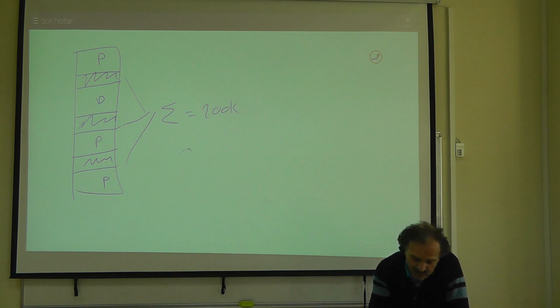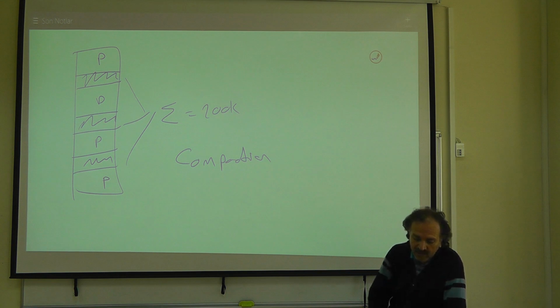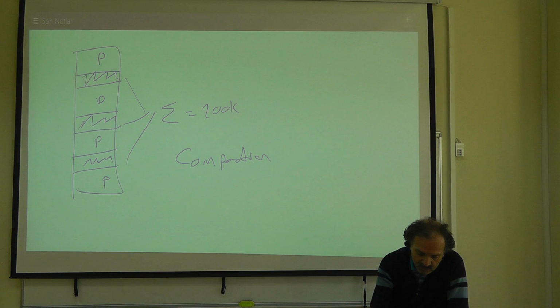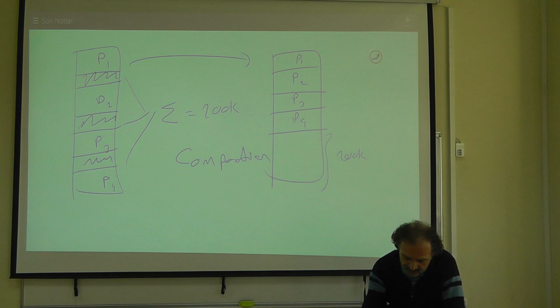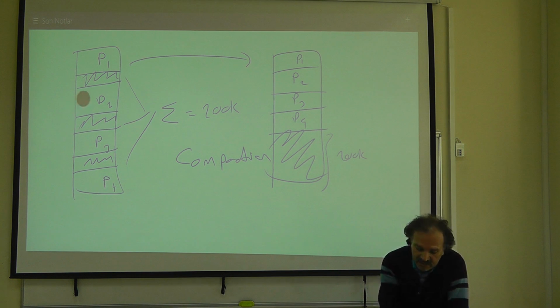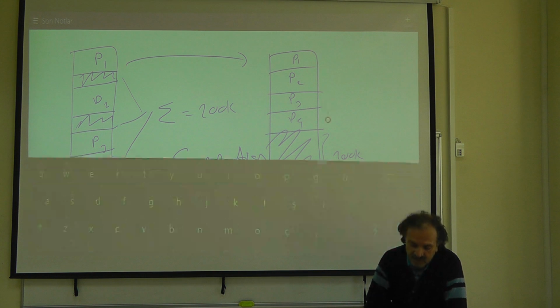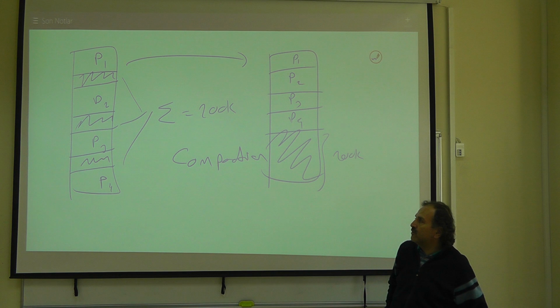Okay, it was called compaction. You compact your memory. What do I mean by compacting memory? You move these processes. Let's say P1, P2, P3, P4, and you do this. P1, P2, P3, P4, okay? And now I have 200 kilobytes of available memory space here. This is called compaction. You compact your memory. That means that you need to relocate your processes from this memory location to these memory locations.